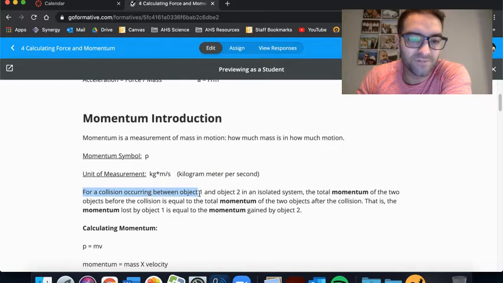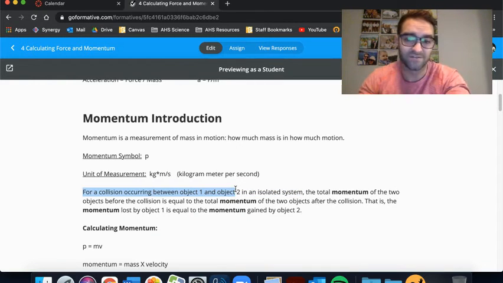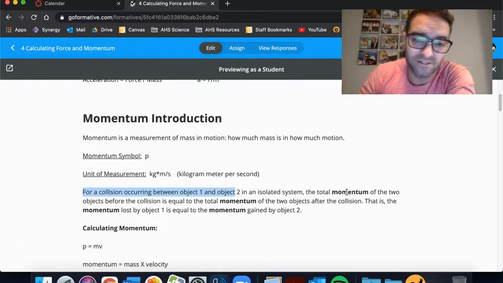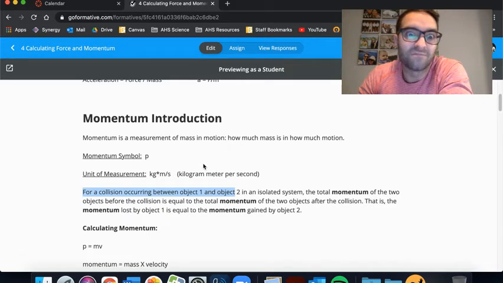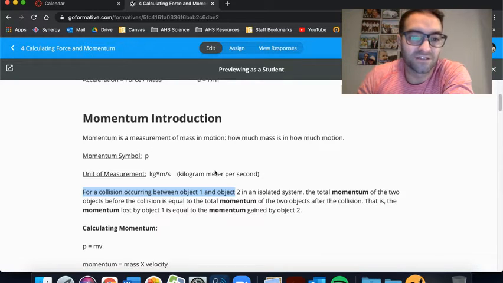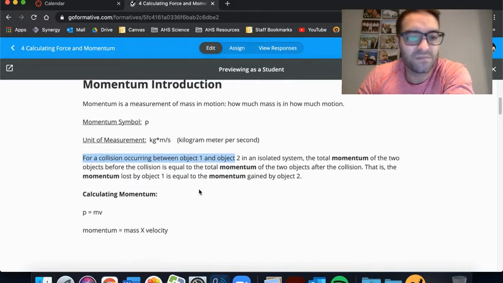Another little note. For a collision occurring between object 1 and object 2 in an isolated system, so you have two objects coming together, the total momentum of the two objects before the collision is equal to the total momentum of the two objects after the collision. That is, the momentum lost by object 1 is equal to the momentum gained by object 2. Okay, so that's kind of a law of momentum and a characteristic or a trait of momentum.